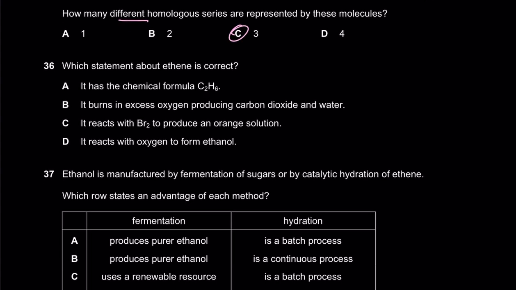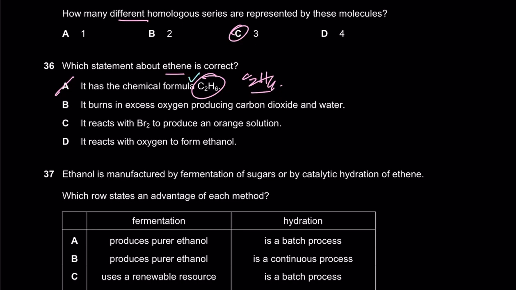Which statement about ethene is correct? Ethene is an alkene, and this is, you dumbo, an alkane, because ethene is C2H4. Hydrogens are twice the number of carbons. So if carbons are 2, hydrogens should be 4. This is ethane. It's an alkane he's shown.